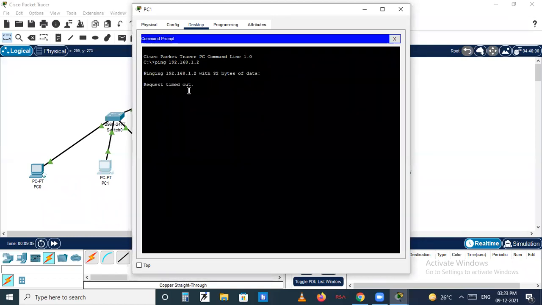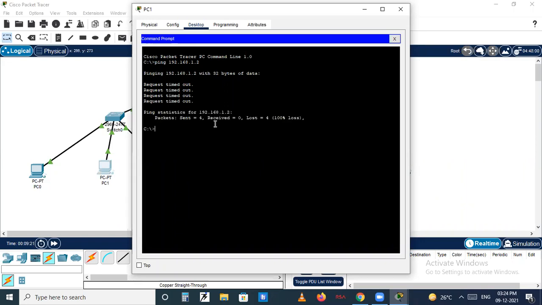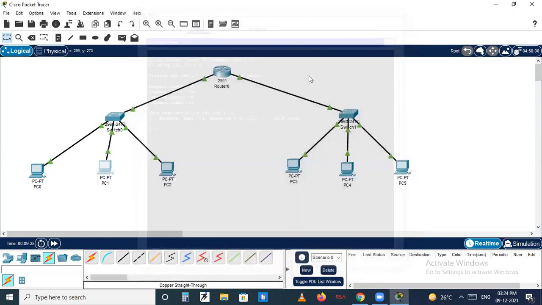The request timeout means no communication is possible, right? Yes, sir. Request timeout for the next packet also, and request timeout for the third packet also. Yes, sir. So why is it doing so? Sir, the gateway is not configured. Yes. And the router does not have it. So what we will do in this case is set some default gateway. So what will be the default gateway for all the systems on the left hand side, and what will be the default gateway for all the systems on the right hand side?